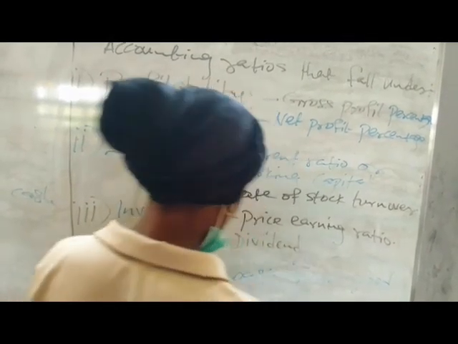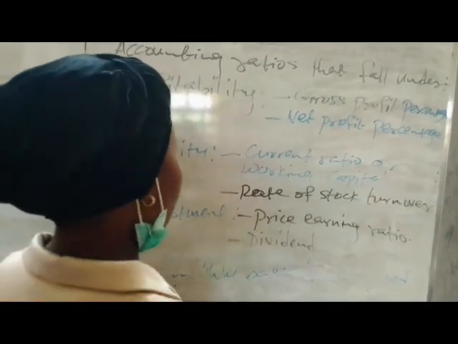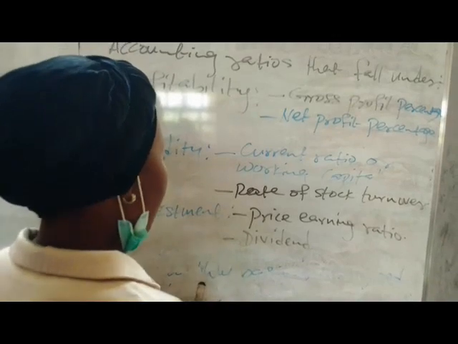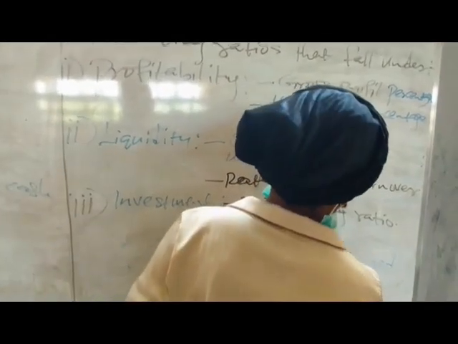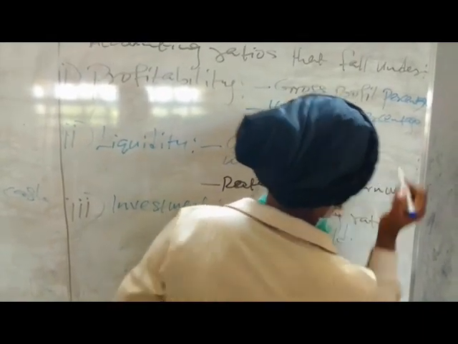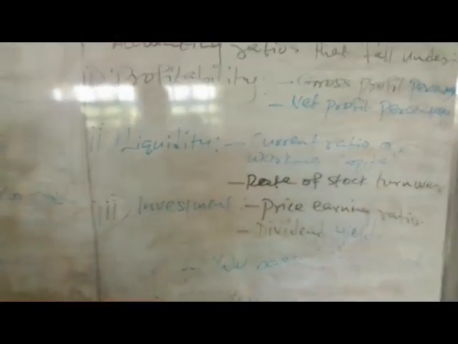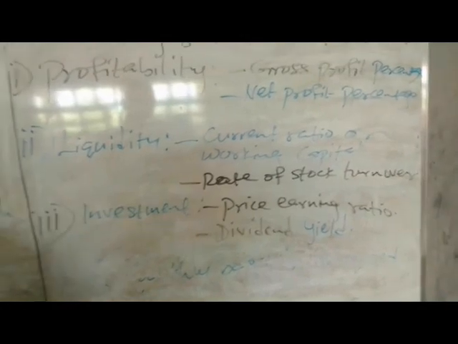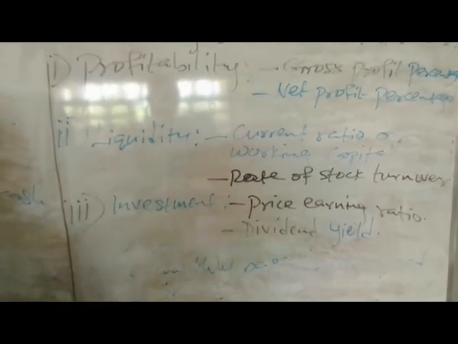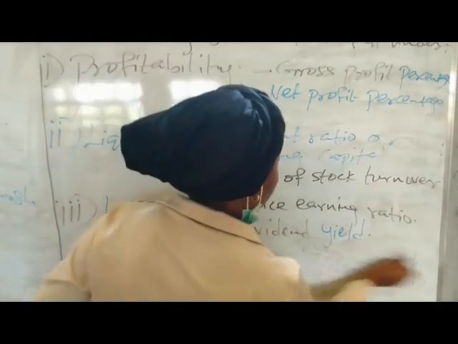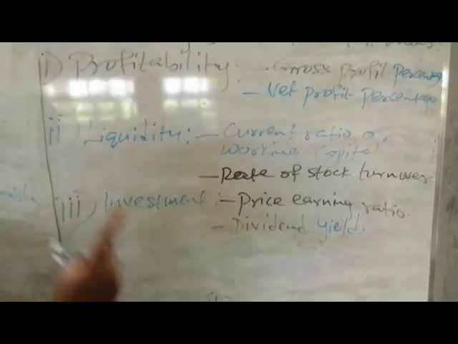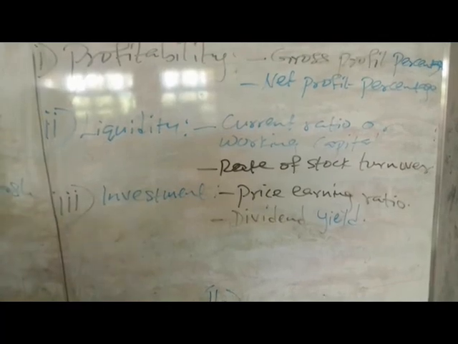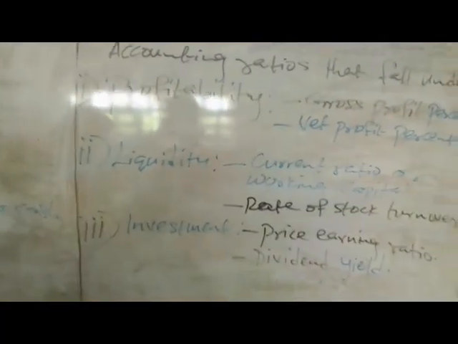Remember, dividend is a profit which a shareholder gains from an investment. Dividend yield is a profit which a shareholder or an investor gains from investment. Now these are the ratios that fall under the profitability ratio, liquidity ratio, and investment ratio.